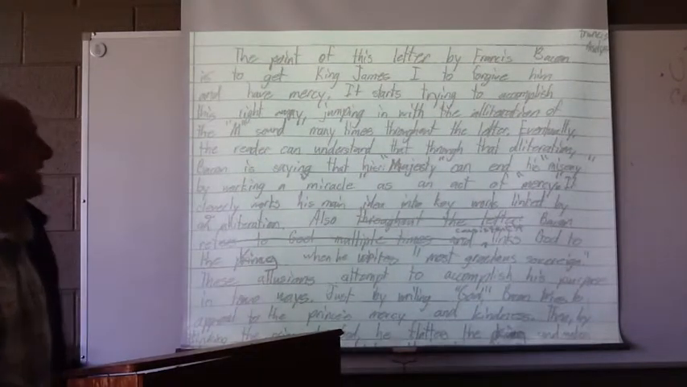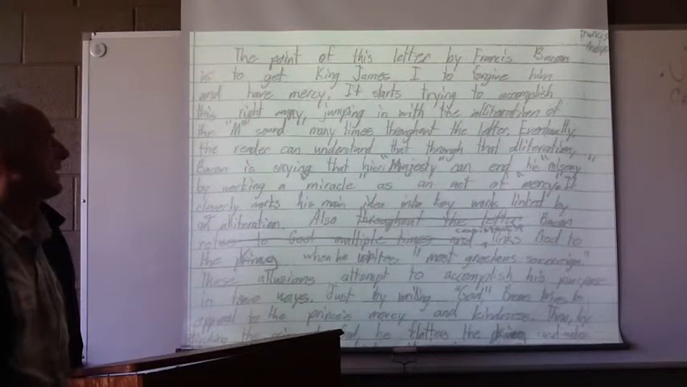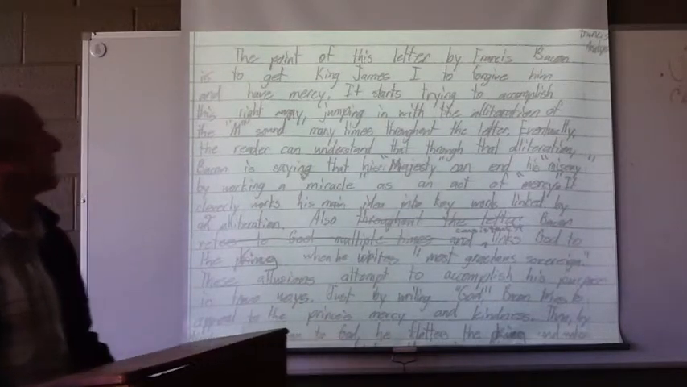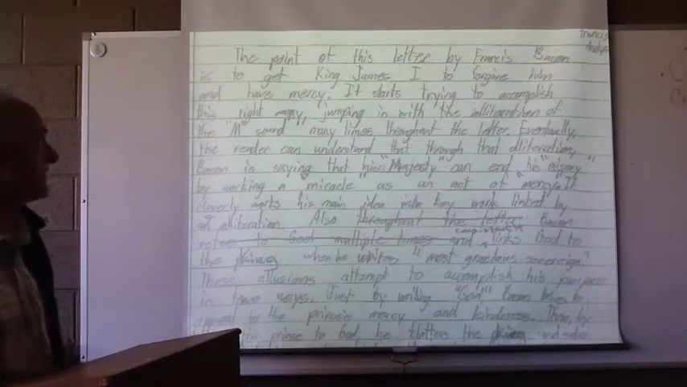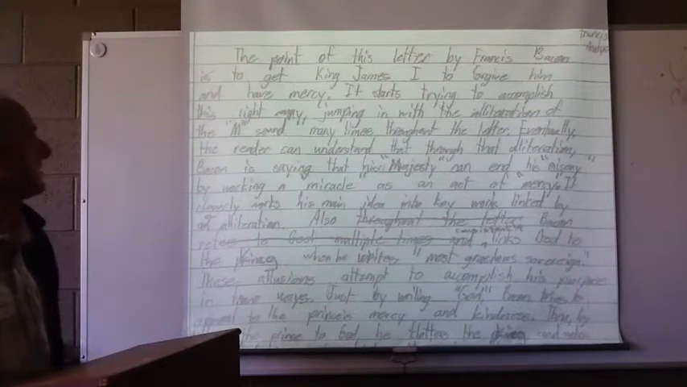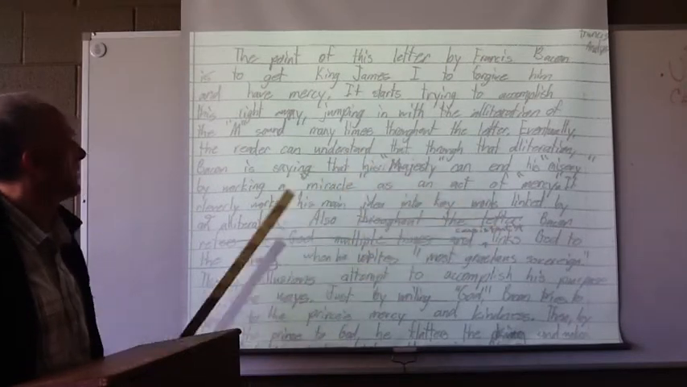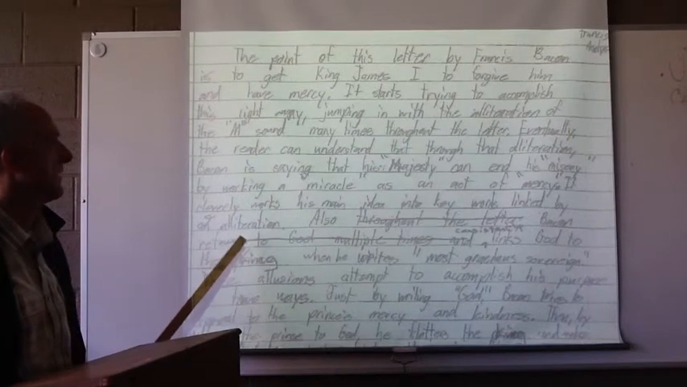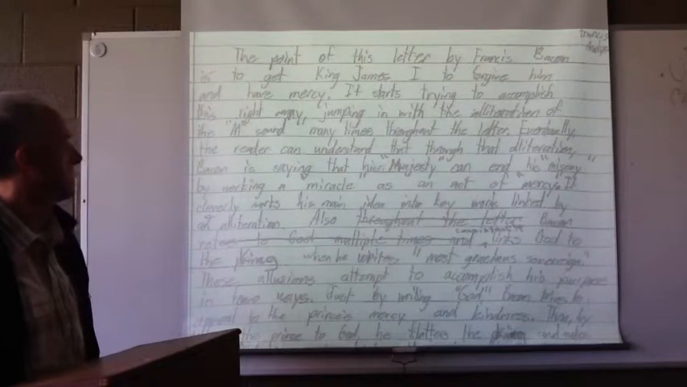The point of this letter by Francis Bacon is to get King James I to forgive him and have mercy. It starts trying to accomplish this right away, jumping in with the alliteration of the M sound many times throughout the letter. Eventually, the reader can understand that through that alliteration, Bacon is saying that His Majesty can end his misery by working a miracle as an act of mercy. It cleverly works his main idea into key words linked by alliteration.